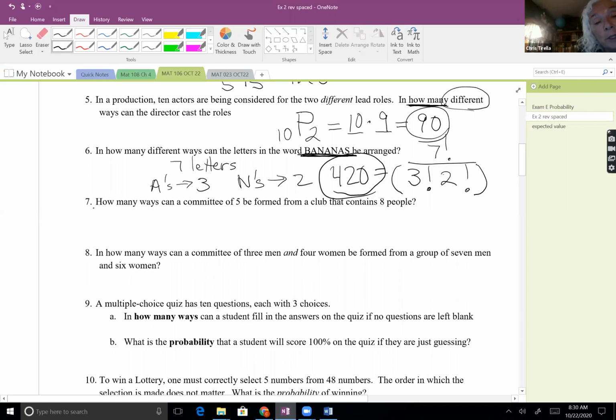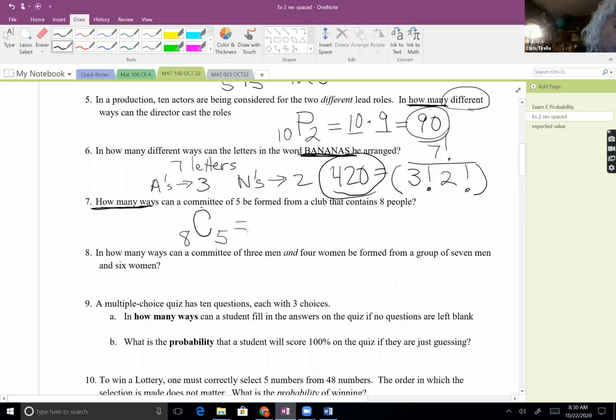Next question, how many? So I'm getting a counting number. I want a committee. Does everybody remember the rule of thumb? Committees, order does not matter. Committees, combinations. First number has to be the larger of the 2. How many people do we have to pick from? 8. And we want to choose 5.